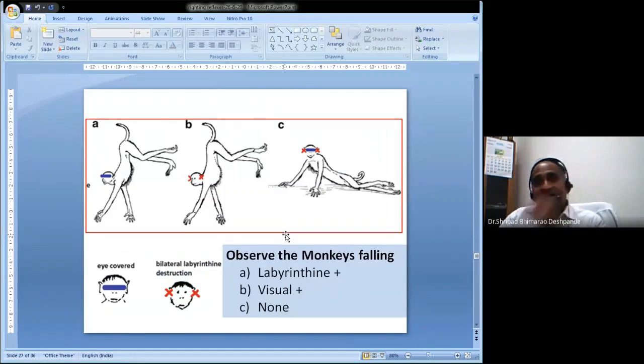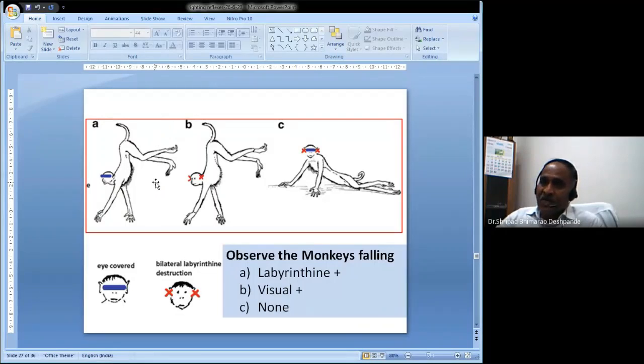Now I have one wonderful example here. I have three monkeys. Let us assume there are 3 monkeys. This is the normal monkey, and in this normal monkey, the eyes are covered. And when the eyes are covered, it is dropped from the tree.